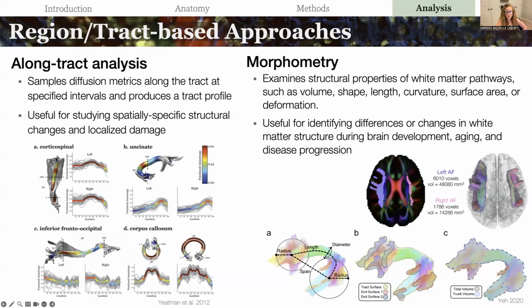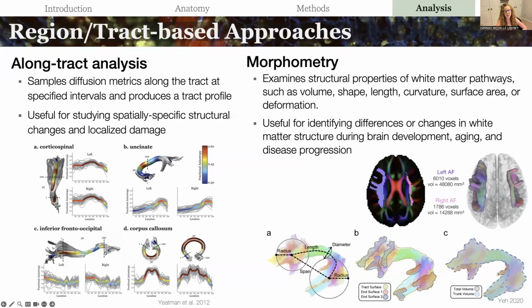Along-tract analysis is particularly useful for studying focal damage, like we see in traumatic brain injury, and it provides high spatial specificity and granularity, but it does depend on reliable tractography. And it can be time intensive, especially when analyzing multiple tracks.